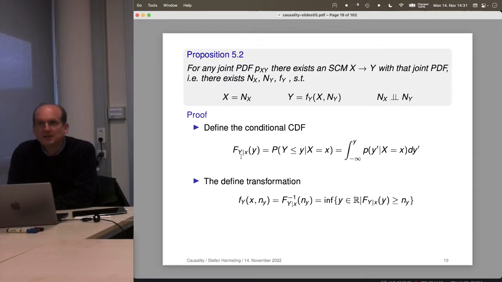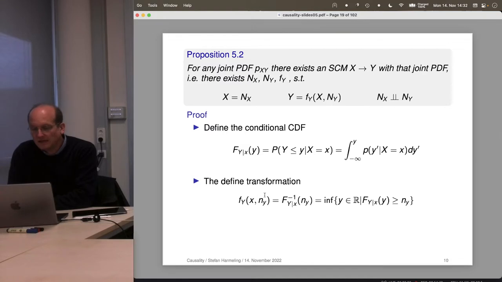So that is a conditional CDF, and it's conditioned on a particular value for little x. In principle this is a function of y, and I can invert it in terms of y, but the whole construction is also a function of little x. And that's where I then get my transformation from.